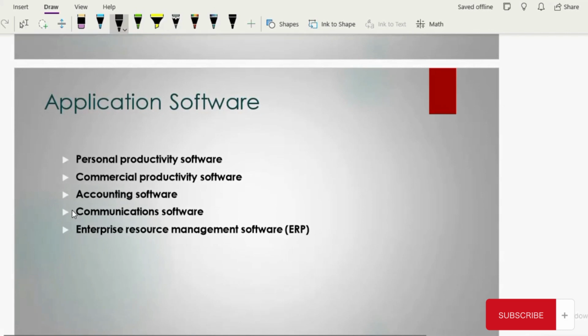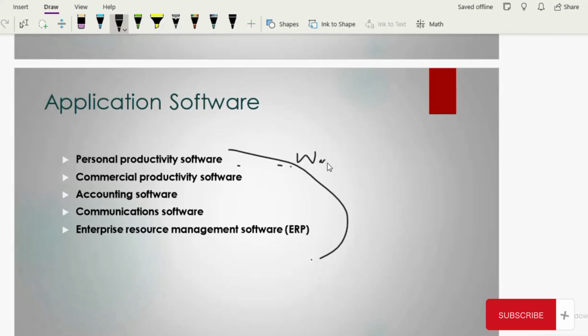Then come application software. You use application software to work on the computers. They are the programs that help the end users. End users are you and me, who finally use this computer. They help end users in companies, from the accounting perspective, to perform their jobs. We can categorize application software into different categories. Personal productivity software are those which help accountants in working, like Word and Microsoft Excel.